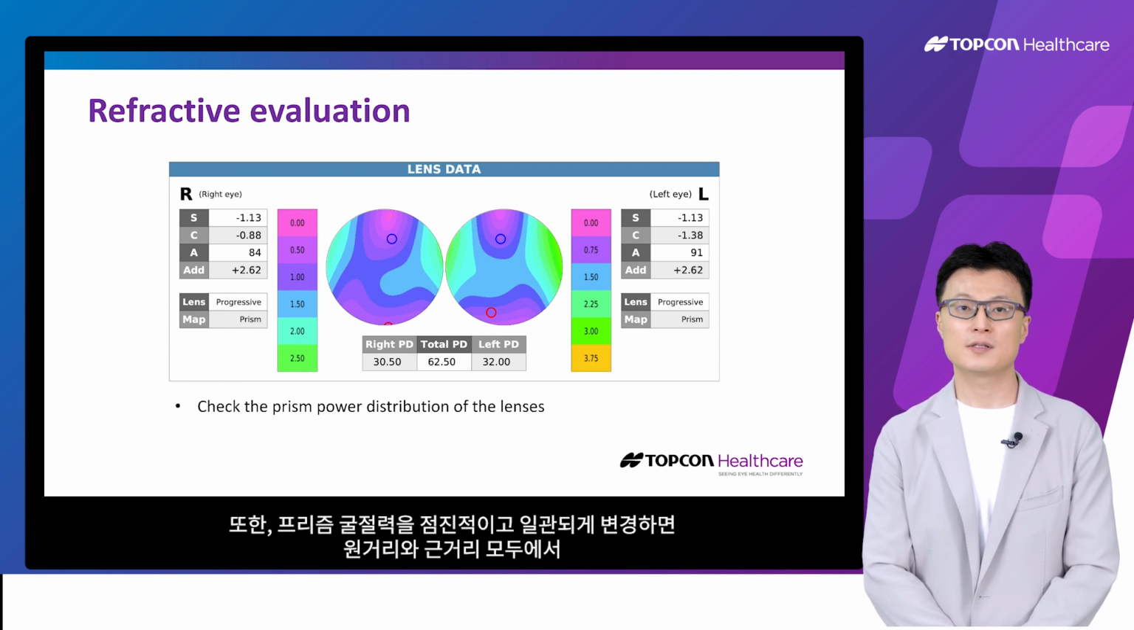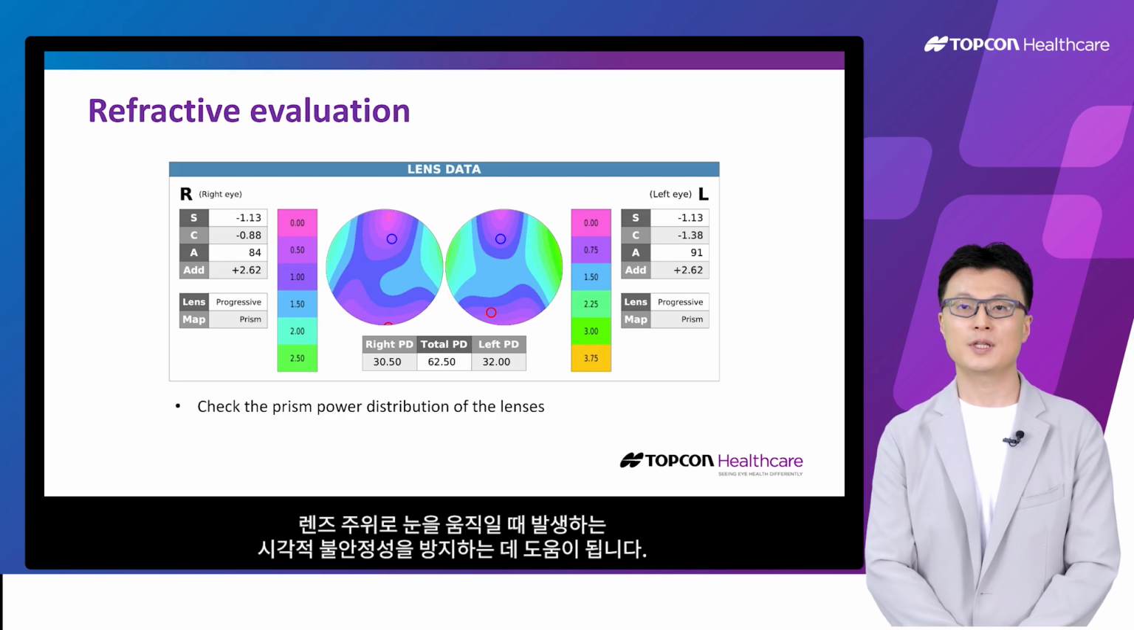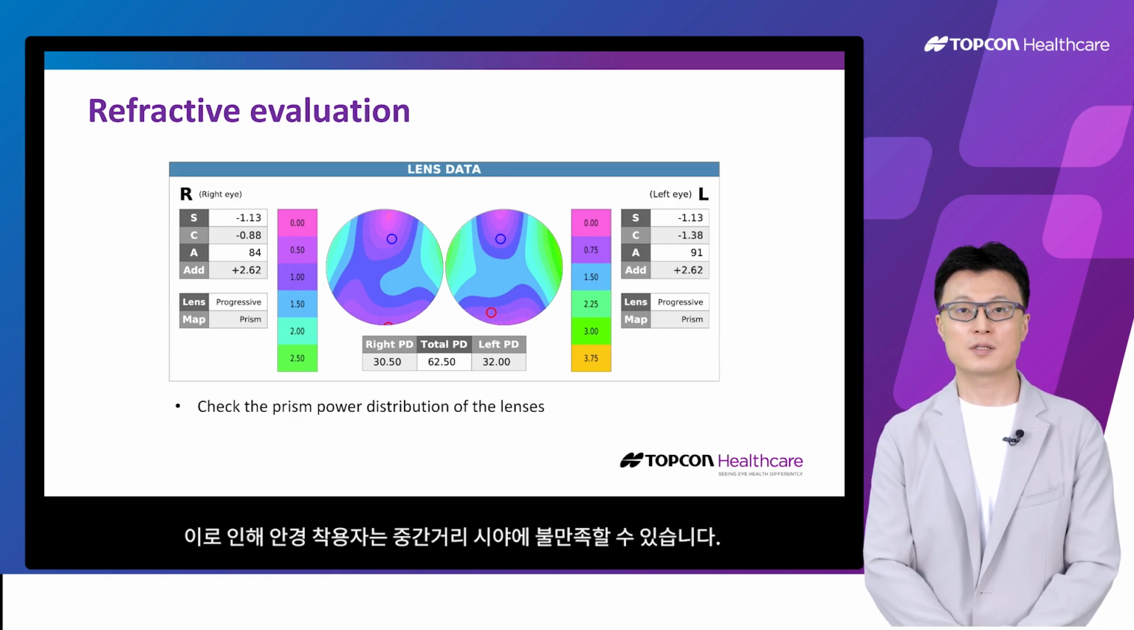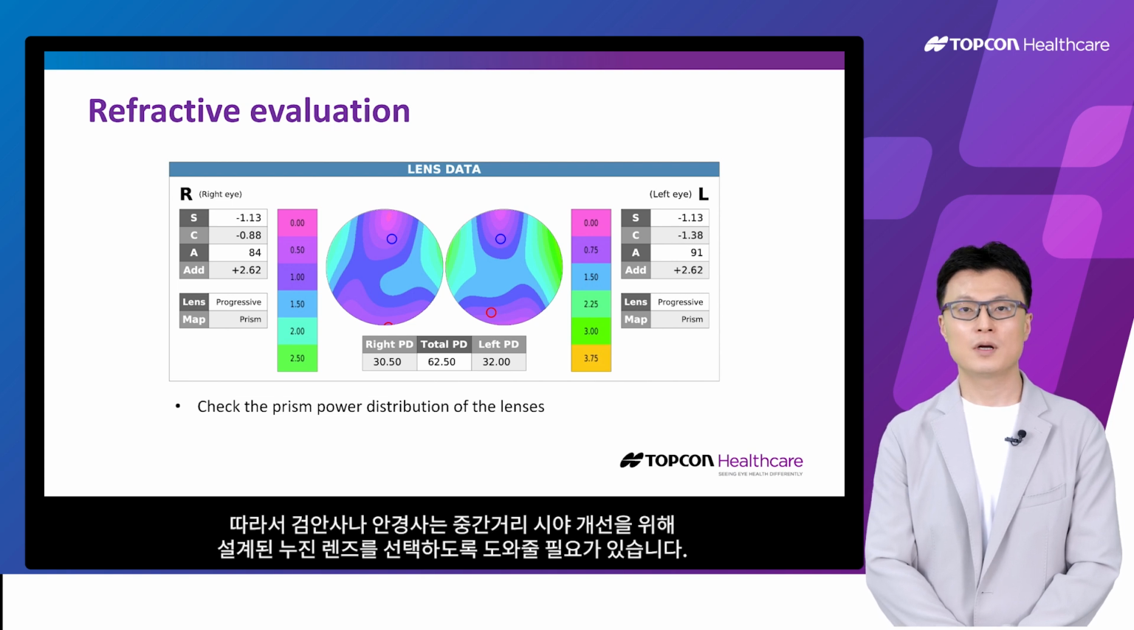Additionally, a gradual and consistent change in prism power helps avoid visual instability when moving the eyes around the lenses, both at distance and near. However, the relatively higher prism power in the intermediate zone is more likely to cause subtle image shifts or visual discomfort. Because of this, spectacle wearers may feel dissatisfied with their intermediate vision. Therefore, optometrists or opticians need to help them select progressive lenses designed to improve intermediate vision.